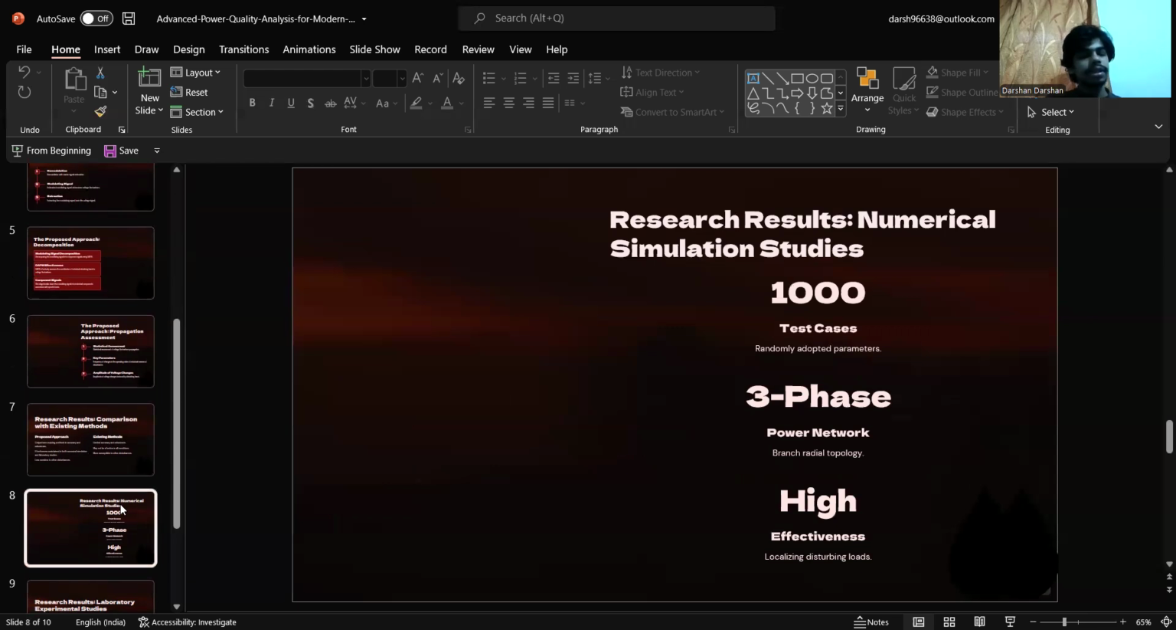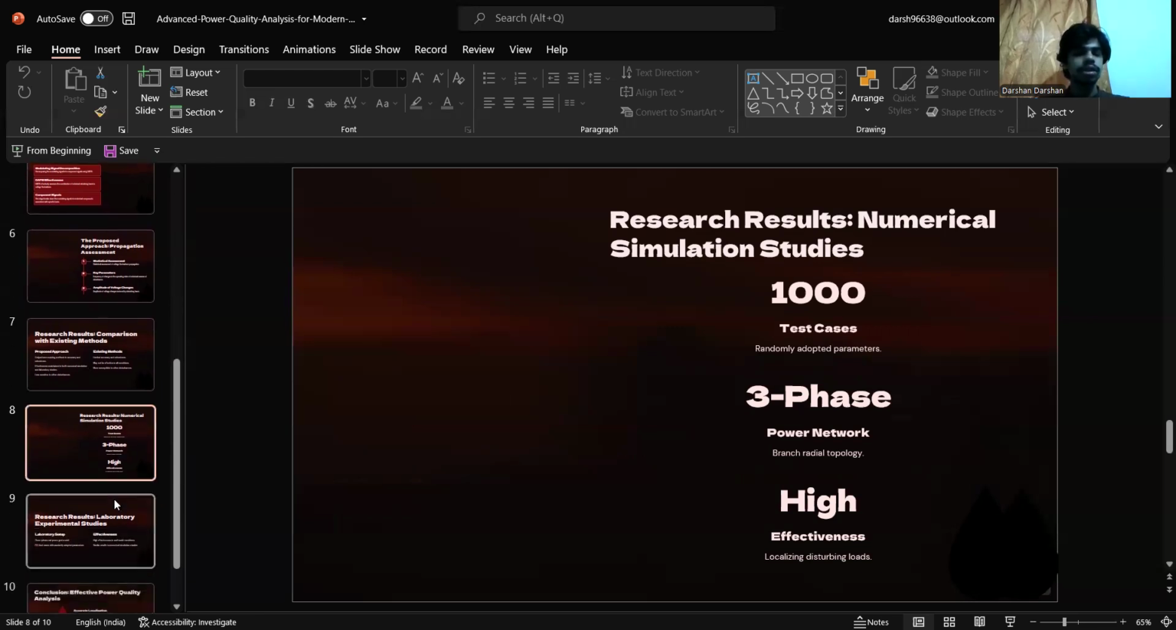Next, research results, numerical simulation studies. Here we have 1,000 test cases with randomly adopted parameters in three phases, a power network with radial branch topology, and high effectiveness in localizing disturbing loads.